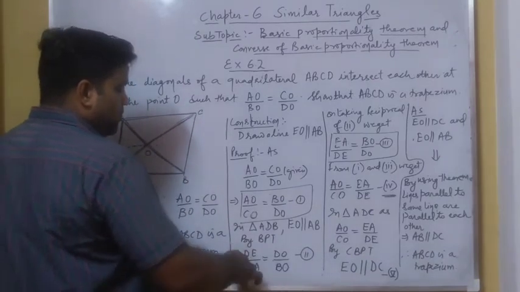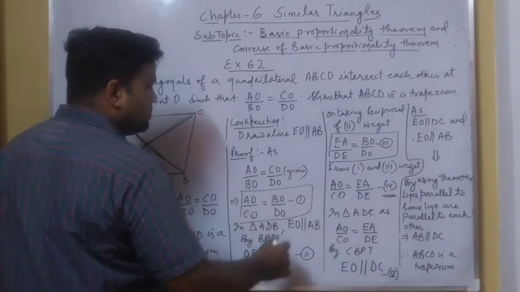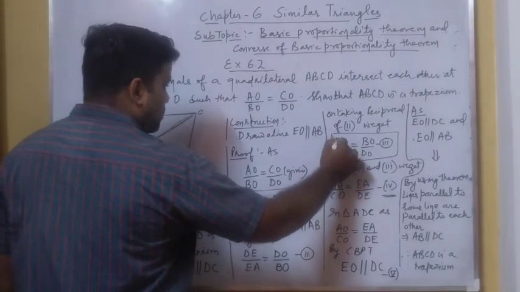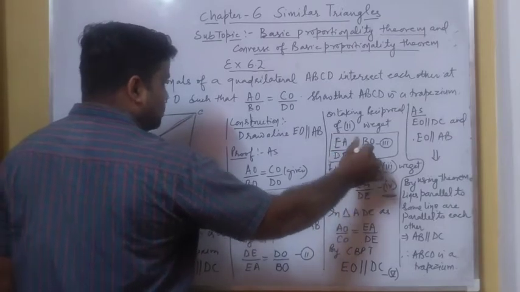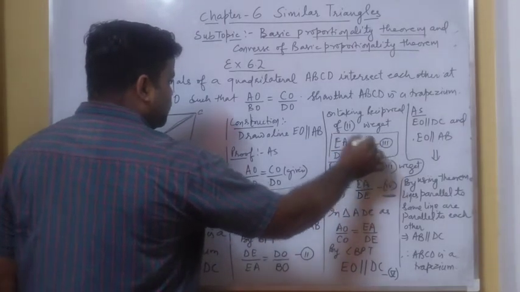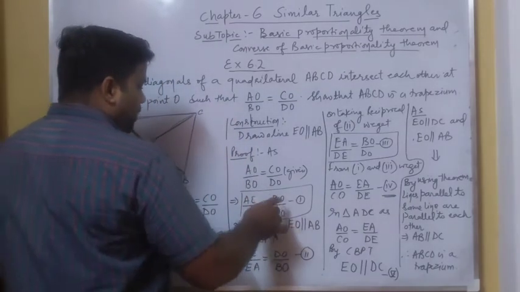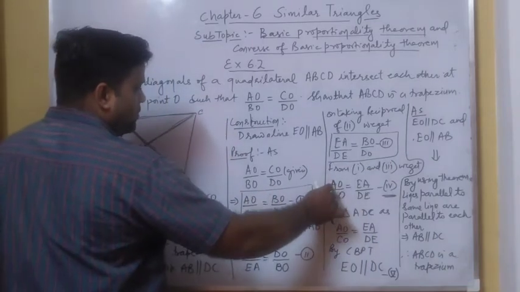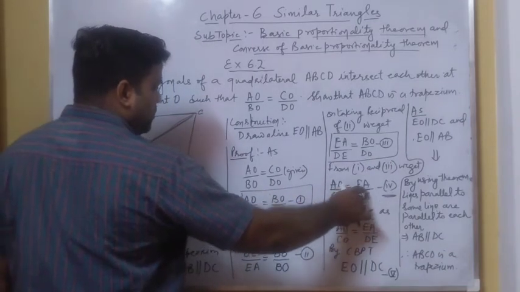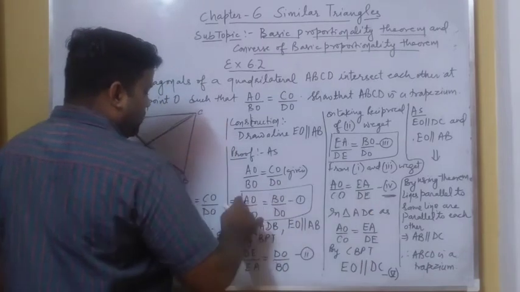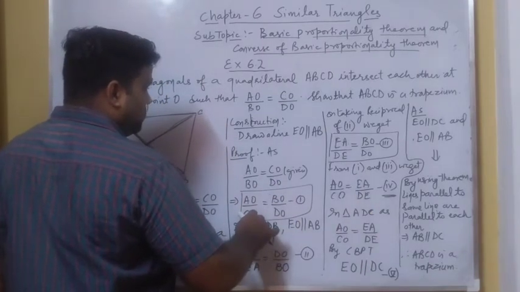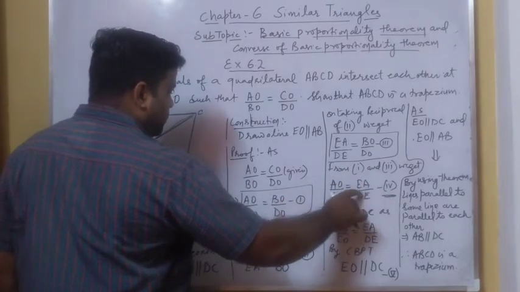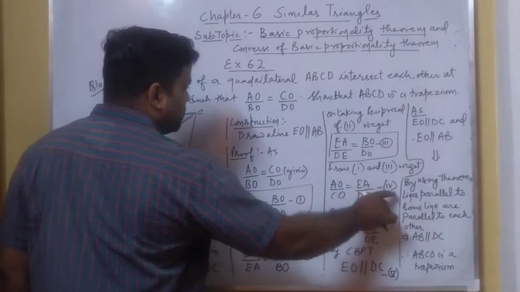Now if we take the reciprocal of equation second, we get EA by DE is equal to BO by DO, and we consider it as equation number third. From equation number first and equation number third, on comparing, we get AO by CO equal to EA by DE, and we consider it as equation number 4.